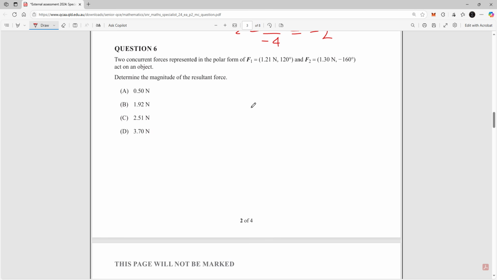Now when I'm doing ones like this, what I like to do is put them out of polar form, add the x and y components together, and then pretty much find the length of it. Because the magnitude of the resulting force is the length when you add those two vectors together, okay?